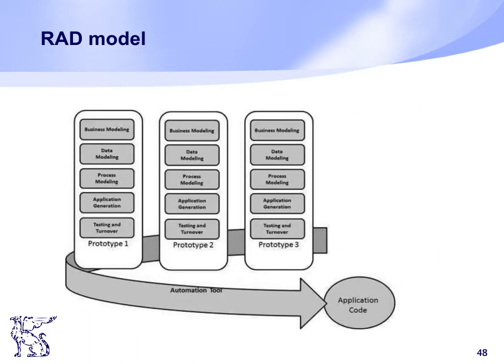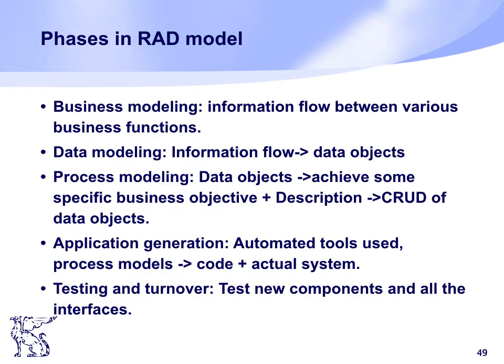So this is our rapid application development model. You can see here that there are 5 phases: business modeling, data modeling, process modeling, application generation, and testing and turnover. Each prototype is working parallelly. They are not linear. They are working parallelly, and then those prototypes will be combined. So now we will talk about these 5 phases in the RAD model.